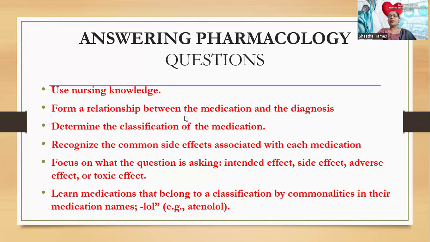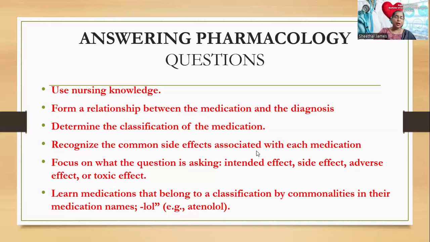Then you can form a relationship between the diagnosis and the medication. Mostly in the question, if the question is about pharmacology or the medication, the diagnosis also may be mentioned. So you will get a clue that, okay, this medicine is for this diagnosis. So like that, you can try to form a relationship between the medication and the diagnosis. Then you determine the classification of the medication, which group it belongs to. Then recognize the common side effects associated with each medication, and mostly your question may be about toxic effects.